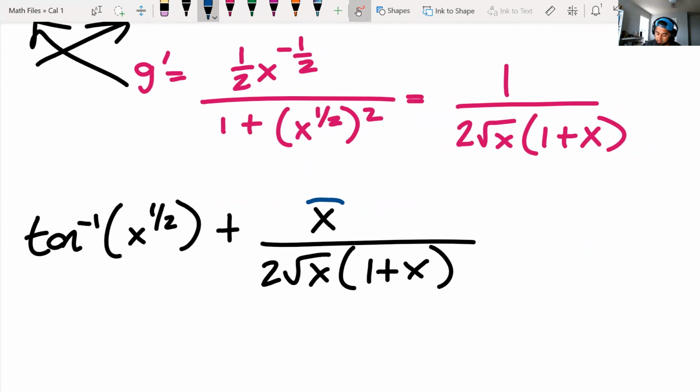Do you have to distribute first? Nope, do not. If you distribute, then we're not going to be able to reduce anything. So leave it as it is. Right now, the denominator is all connected by multiplication. So I can reduce this x with which x? X plus 1? Can't do that one because this is trapped inside the parentheses.